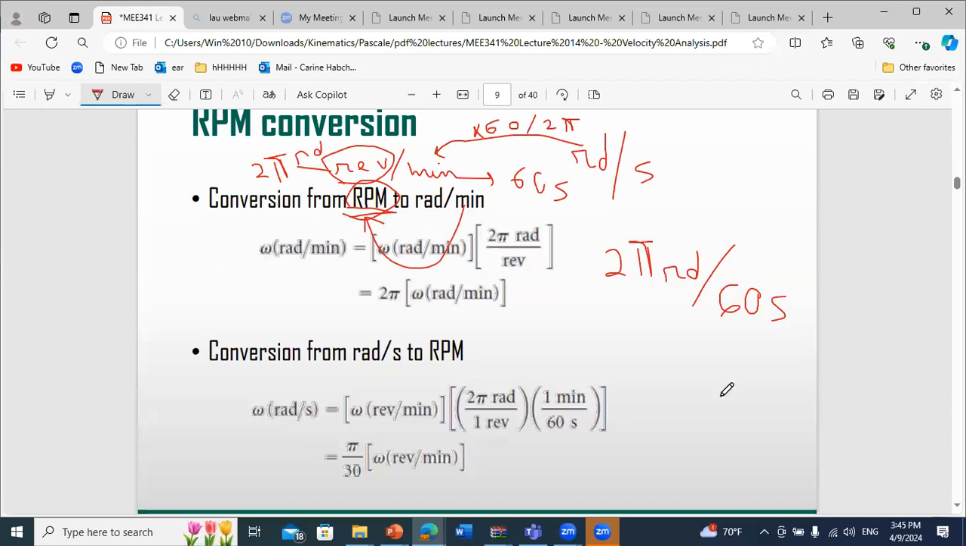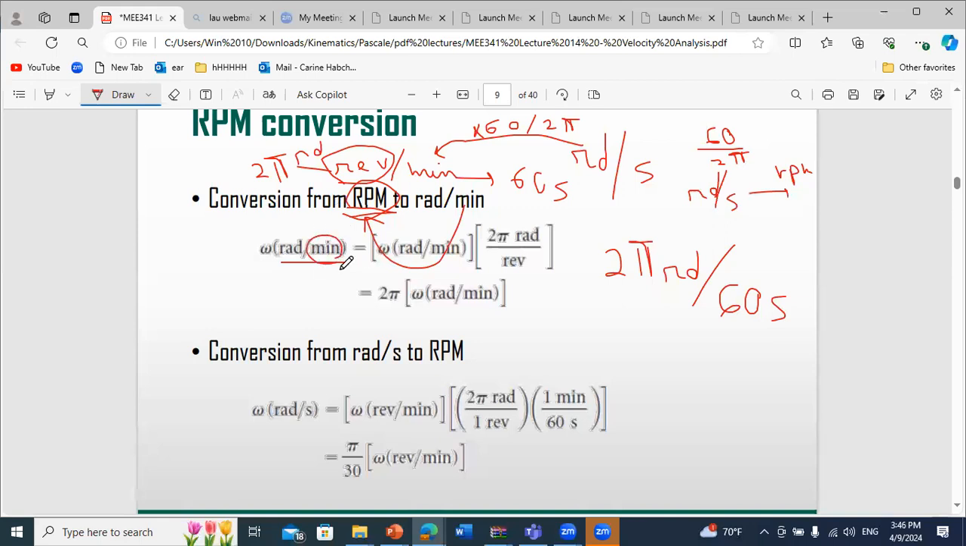So I should multiply by 60. I'm talking here about radian per second, and I want to go to RPM, so I do the opposite. I divide first by 2 pi and I multiply by 60. So I get 60 over 2 pi times the value in radian per second. Here, they are converting from radian per minute to revolution per minute. So they didn't use seconds as time, they just used minutes.